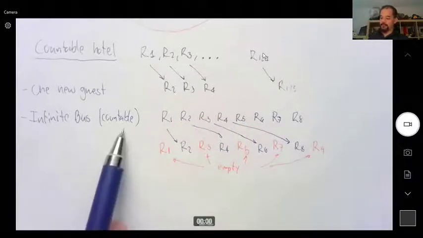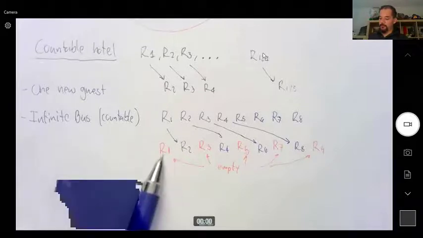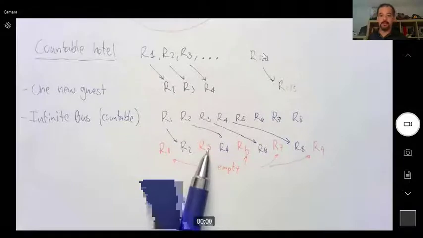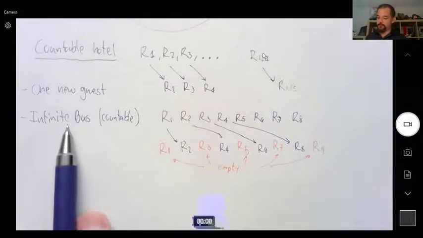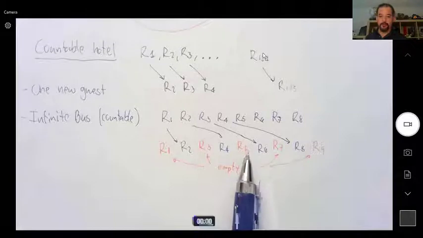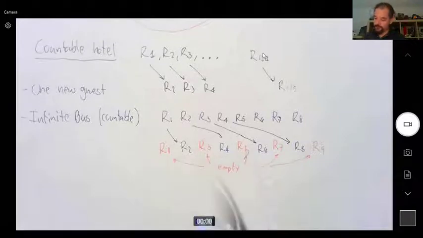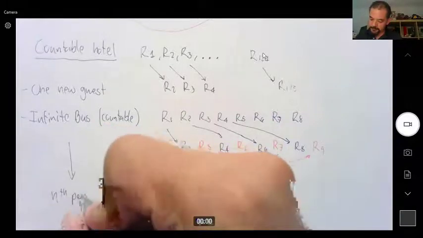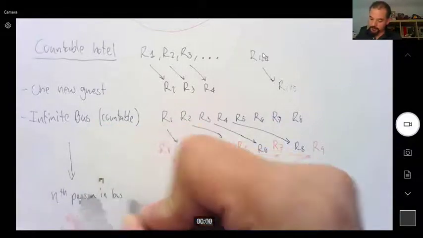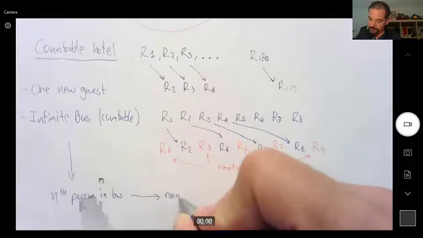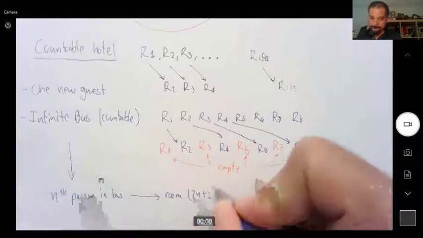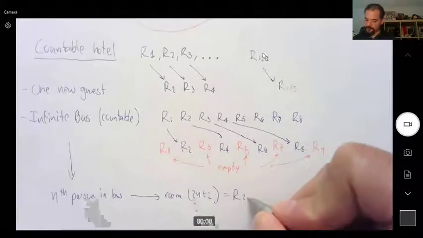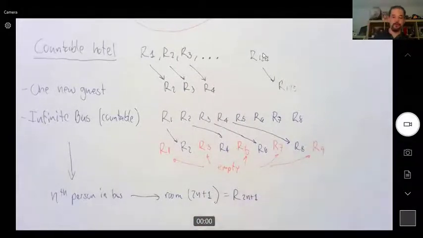Okay, fantastic. So now the first person in the boss, you go to room 1. The second person in the boss, you go to the second odd number, that's 3. The third person in the infinite boss, you go to the third odd number, that's 5, and so on. So in general, the nth person in the boss will go to room 2n plus 1. Like this, 2n plus 1. That's the room you're going to occupy.